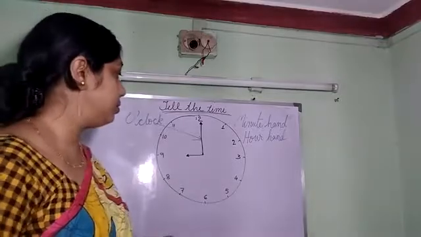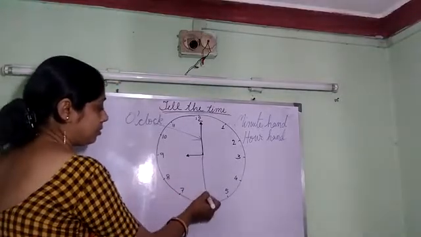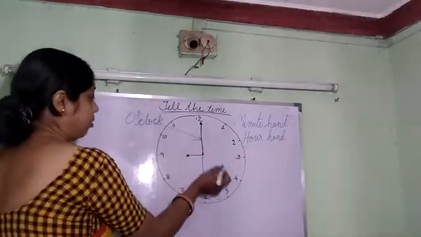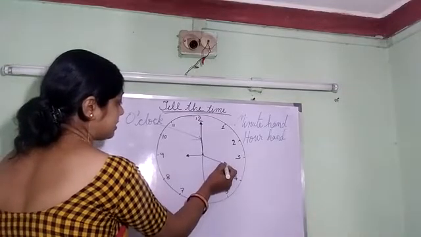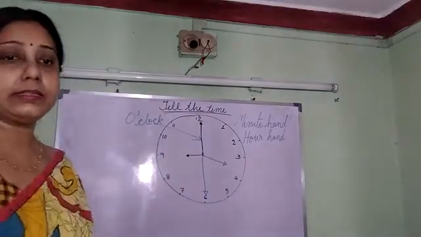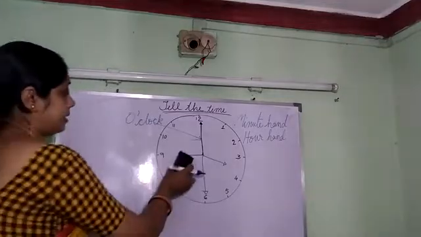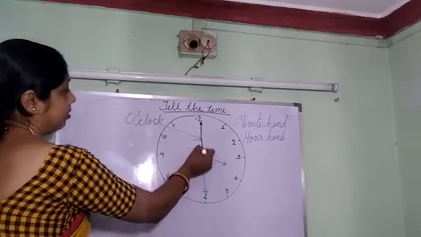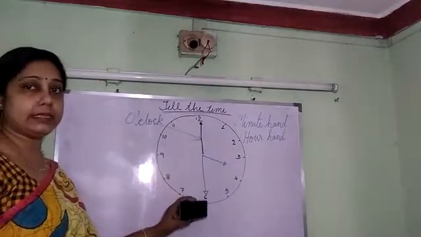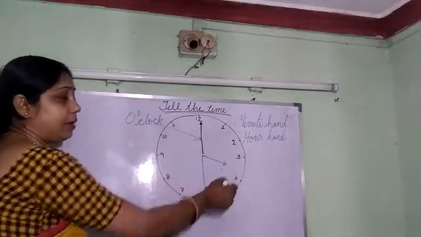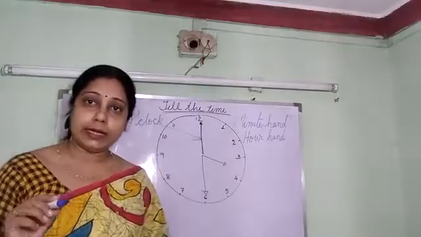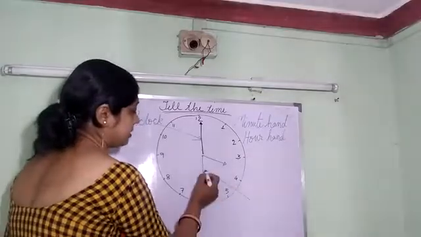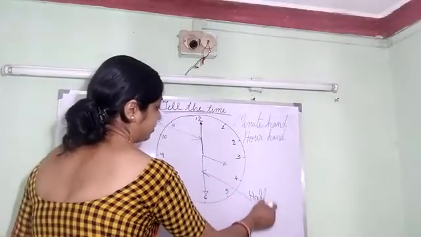Now, let us go to the long hand if it is coming to 6. If the long hand is at 6, the short hand will always be between two numbers. You remember this one. If the long hand is at 6, it is half past.